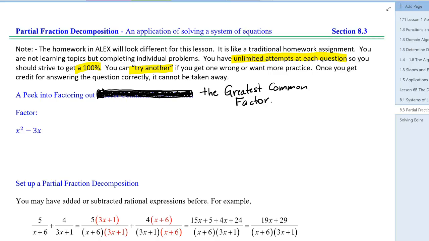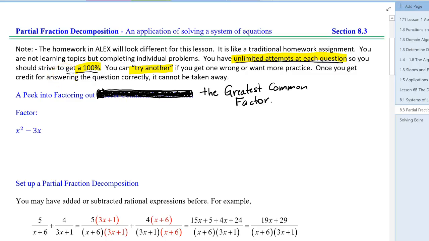The first thing I want to let you know is that the homework in ALEKS will look different from this lesson. It is like a traditional homework assignment. You are not learning topics, but completing individual problems. However, know that you have unlimited attempts at each question. So you should still strive to get 100%.